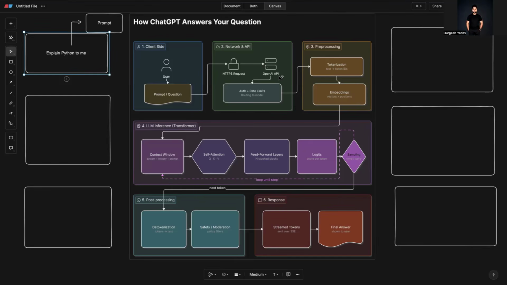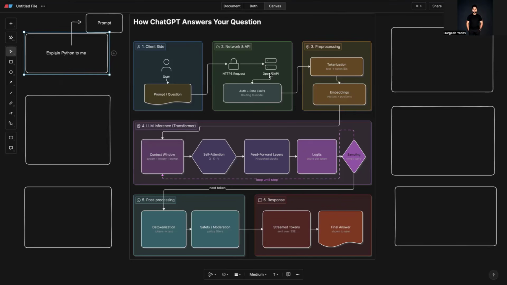Now, this particular API will judge whether this person has the limits to ask me a question, or whether this person is an authenticated user or a real user. All these kinds of things will be checked in our second block, if you see, network and API. Now, your prompt or your message has reached the OpenAI server.